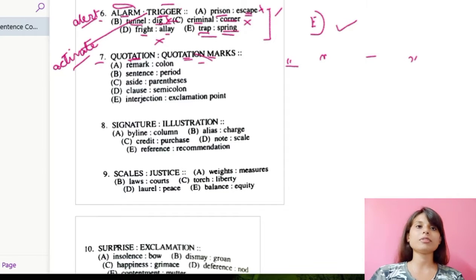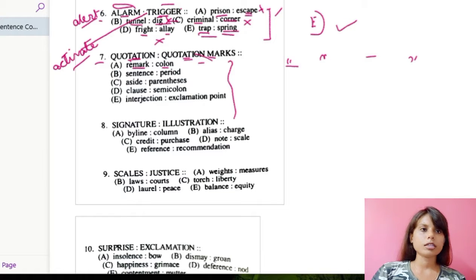So we can say something is within the other. Let us see which option will suit the best. Number A is remark and colon. Now remark means you are remarking something, you are telling something, and colon is like this, that is colon and this is semicolon. So colon and remark, not making any sense with the question.